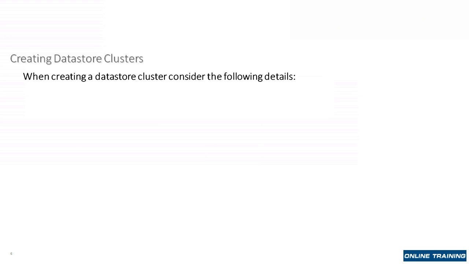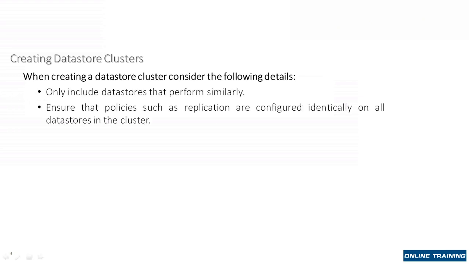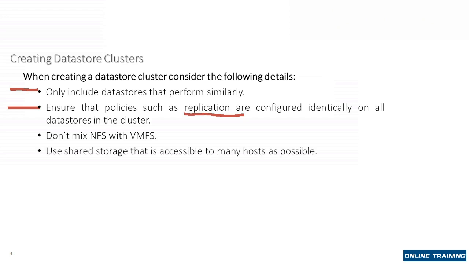And the first step is to create a data store cluster. Now, you have to bear in mind that virtual machines are going to be moving around from one data store to another. So you want data stores that are going to act similar. And that means data stores with similar performance characteristics and data stores with similar policies. Like, for example, if one data store is replicated, we don't want a virtual machine automatically moving off of it to a data store that is not replicated. We can't mix NFS and VMFS data stores in a cluster. And we want to make sure that any shared storage within that cluster is available to as many hosts as possible.